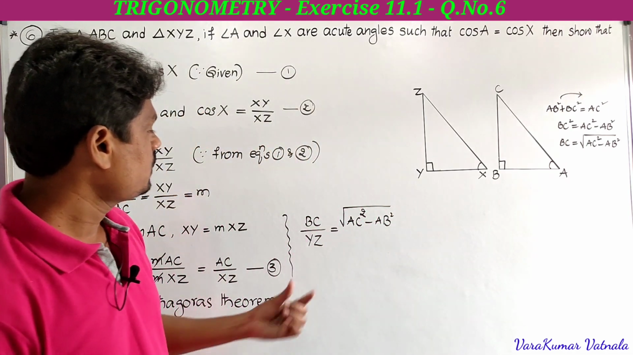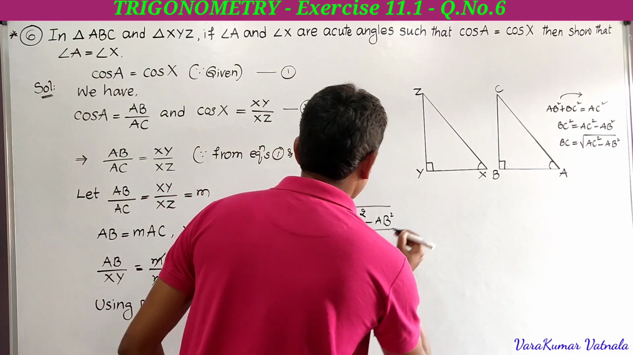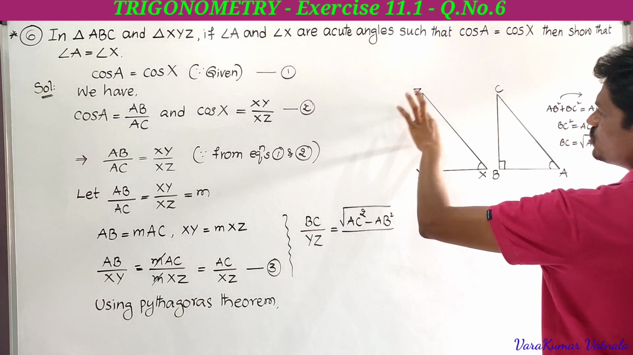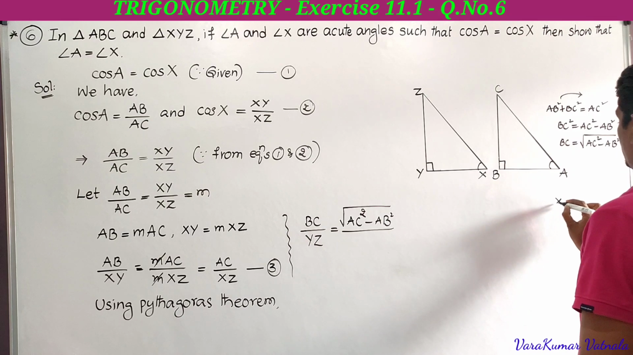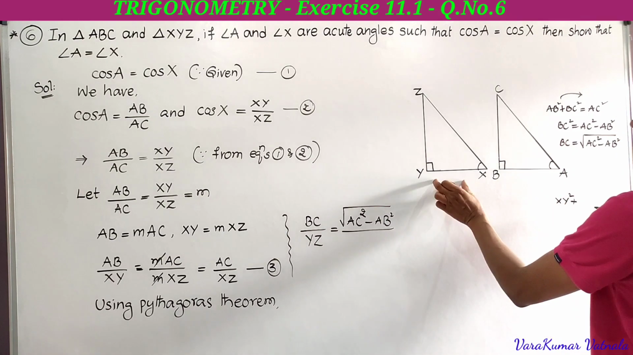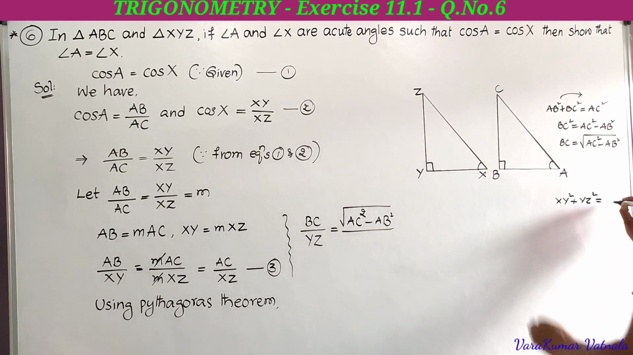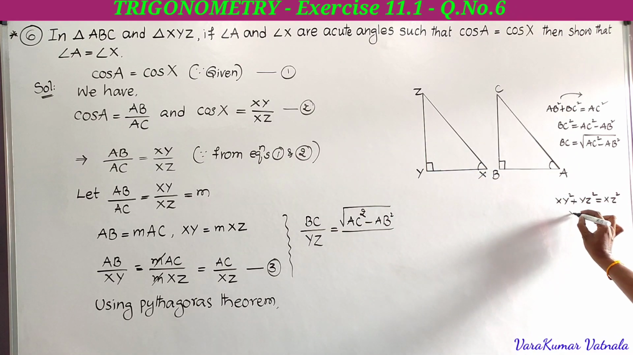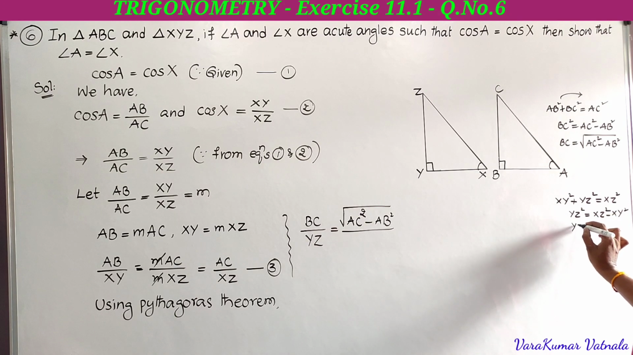So in the same way, I want to find YZ also. Using Pythagoras theorem here also, XY square plus YZ square is equal to XZ square. I am writing, see here, XY square plus YZ square is equal to XZ square. So we require YZ. So YZ square is equal to XZ square minus XY square.